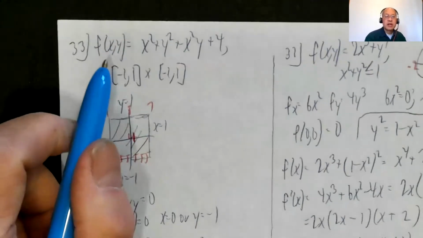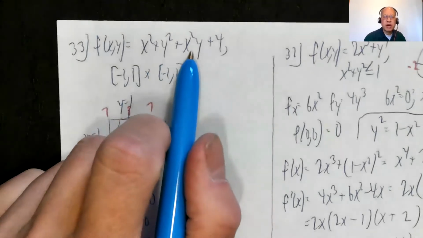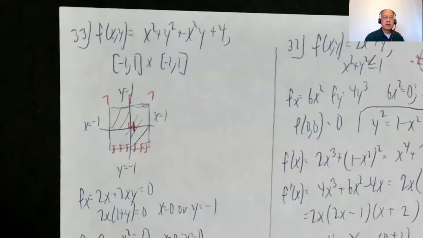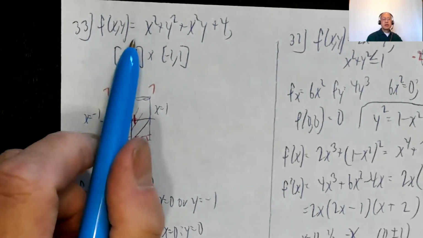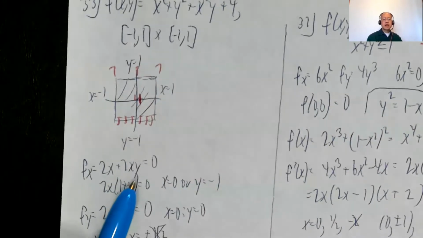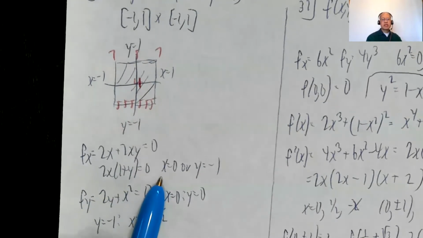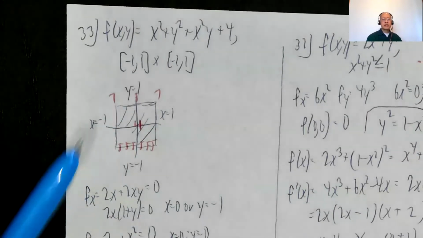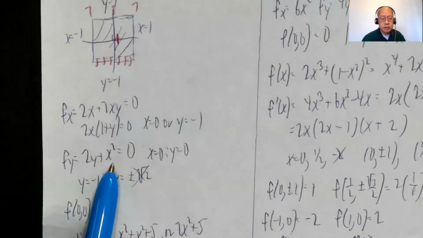Okay, 33. F of (x, y) is x squared plus y squared plus x squared y plus 4 on [-1, 1] cross [-1, 1]. So it looks like this. Okay. All right, so partial with respect to x, 2x plus 2xy, set it equal to 0. Factor out a 2x, 1 plus y equals 0. That means x is 0 or y equals -1. Fy is 2y plus x squared. Set that equal to 0.